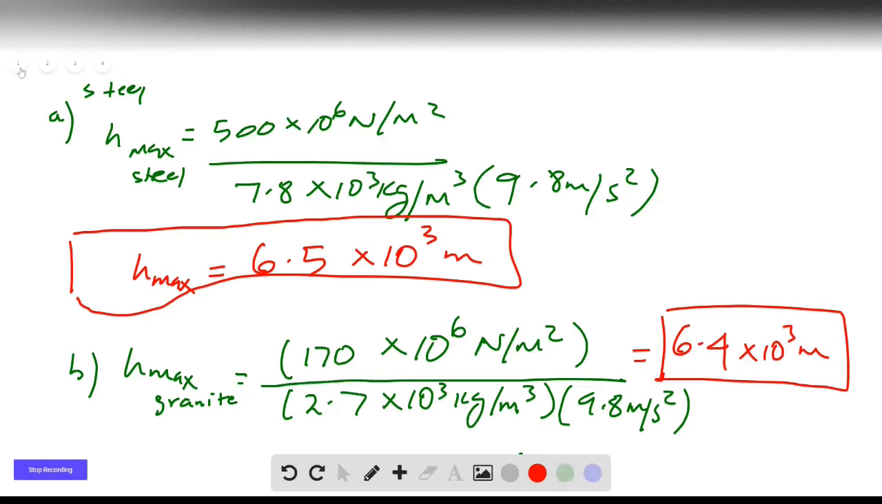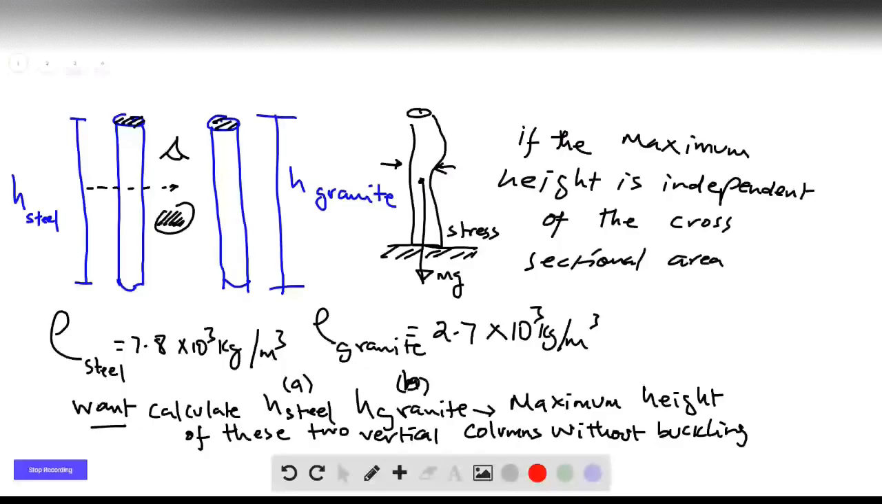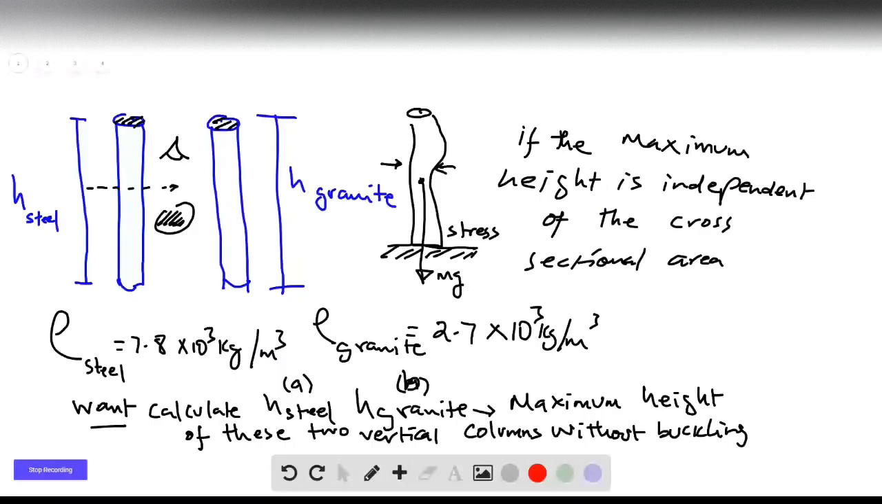Just a quick recap. We had 2 columns, one for steel and the other one for granite, and we wanted to find out what's the maximum height before buckling, and that has to be connected to the maximum compressive strength. They both have different densities. Steel has a density of 7.8 times 10 to the 3, and granite has a density of 2.7 times 10 to the 3.